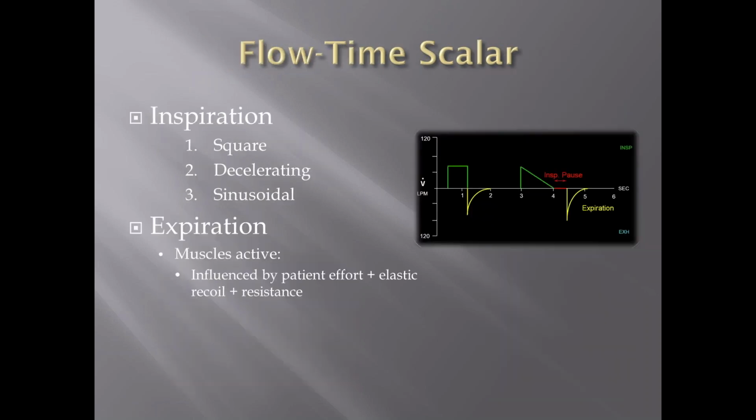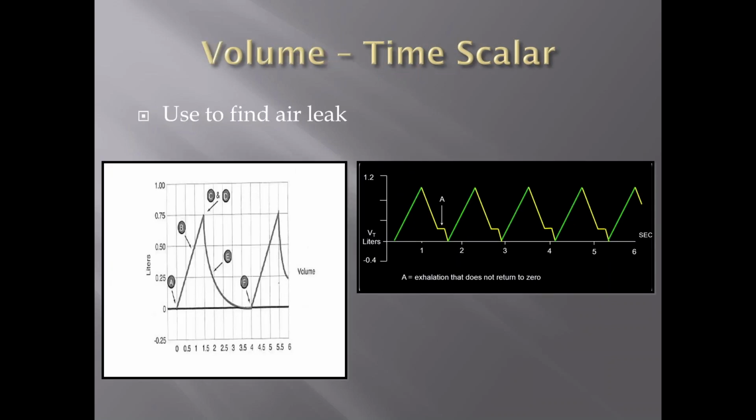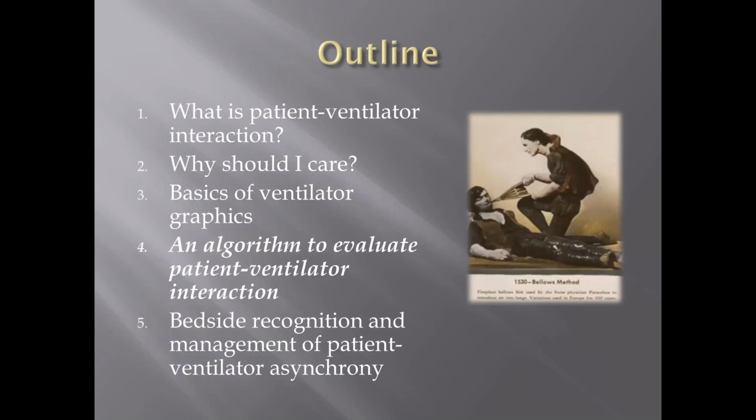Flow is second most helpful. It can be either square, decelerating, or sinusoidal. I haven't really found it that helpful. This kind of just tells you what the mode is, but usually we're looking at decelerating. And then volume. So you guys understand about the volume scalar and how you use it to find an air leak. You see how the volume goes up, and then it comes down, and when it doesn't go back to baseline, that's indicative of an air leak, the volume being that little divot there labeled as A. So it's most helpful for this purpose. Otherwise, flow and pressure are more helpful.